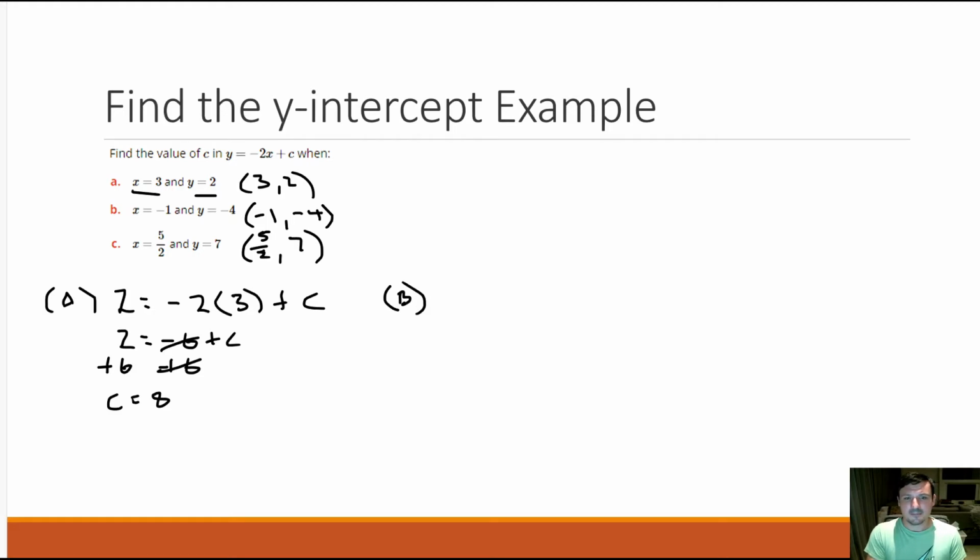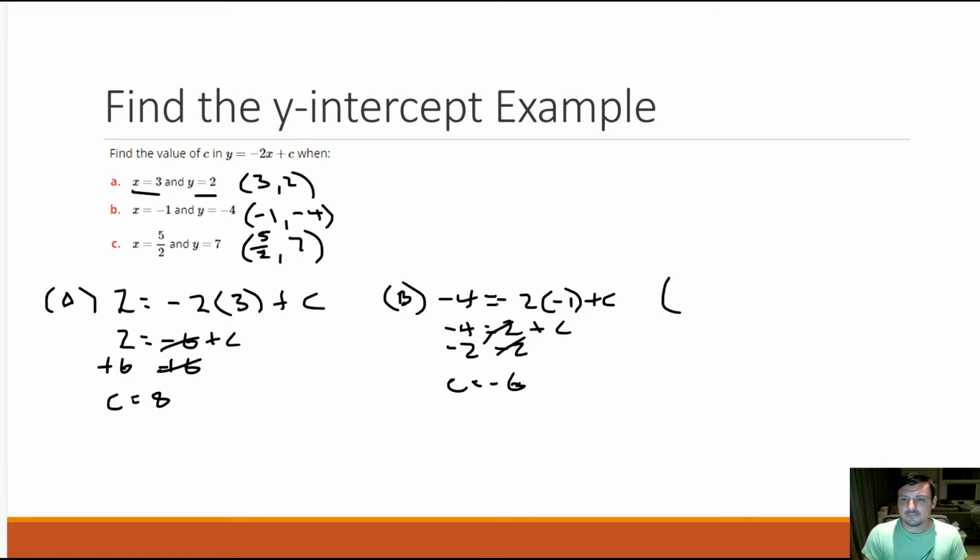So for B, same thing. It's a bit of rinse and repeat here. So we've got -4 equals -2 times -1 plus C. Work back. So we've got +2 plus C. Minus 2, cancel that out. And we've got C equals -6. So our y-intercept in this case would be -6.